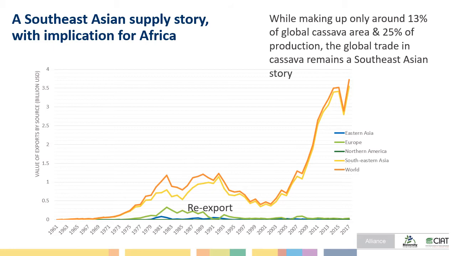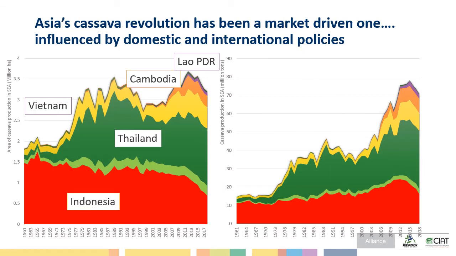So in Southeast Asia, whilst only making up 13% of the total area and 25% of production, it basically dominates the global trade in cassava roots, chips, and starch. And we've always said that the cassava revolution has been a market-driven one, but it's been heavily influenced by policies. So that, again, there have been a number of phases which we'll touch on here, but initial expansion in Thailand, obviously driven by various policies, followed by the changes in China's policies that influenced the further expansion. So we'll come back to that in just a moment.